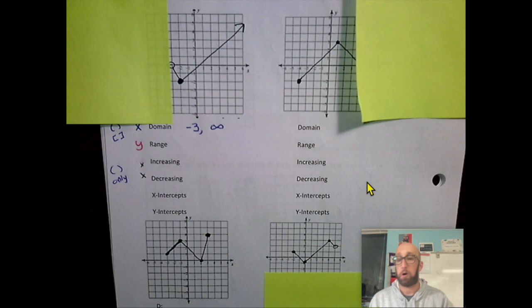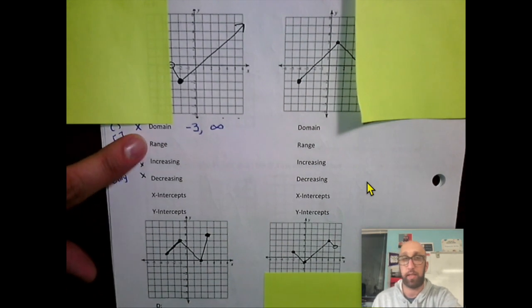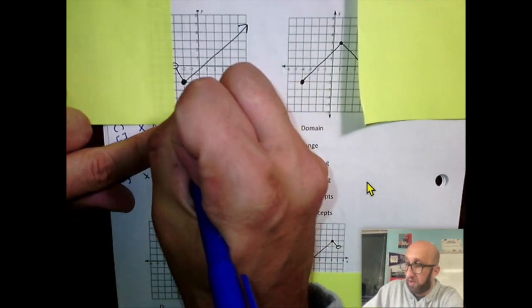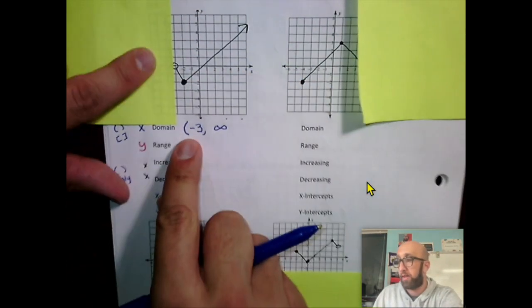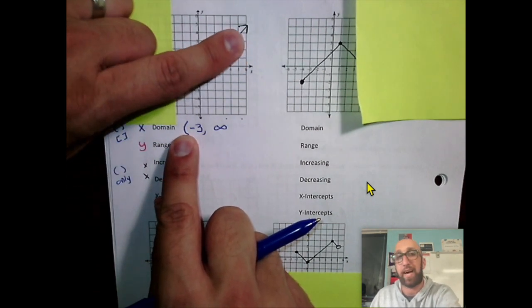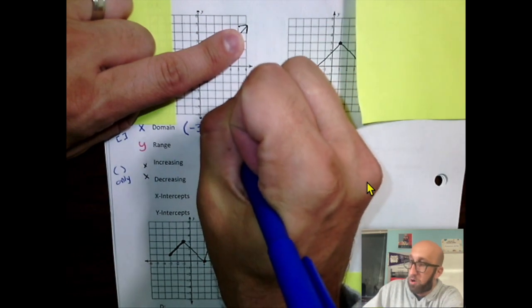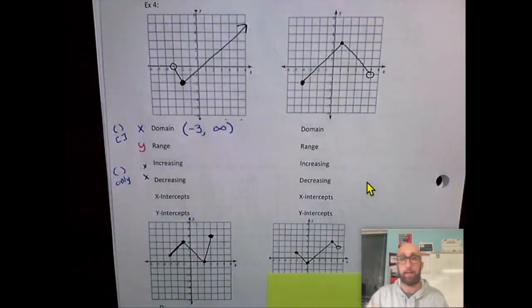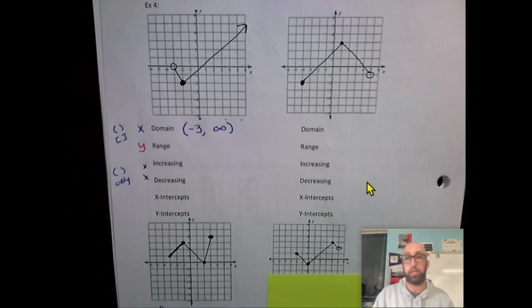Now it's time to figure out parentheses or brackets because we're interested in that up here. On the left side, I see an open circle. So the left side of my answer is going to be parentheses. Left side open circle, left side of my answer, parentheses. Right side is an arrow. Arrows are always going to get parentheses. So there's the domain.